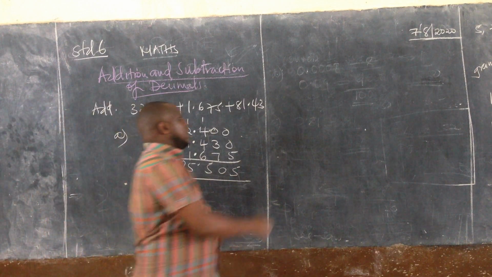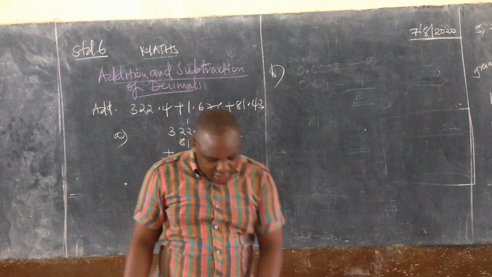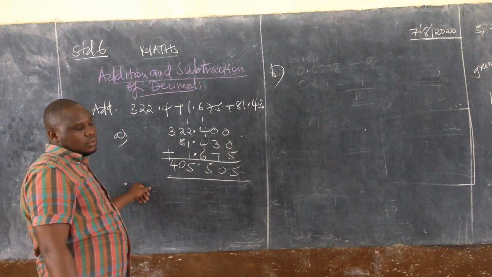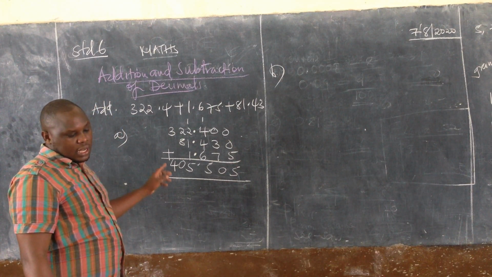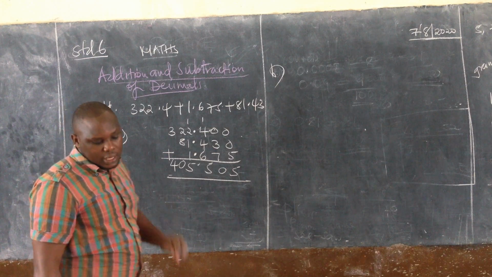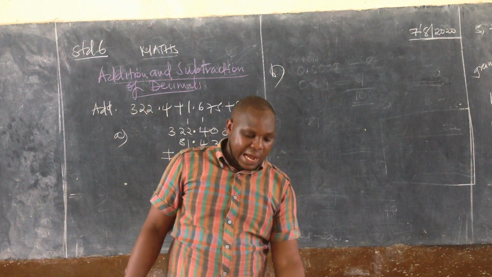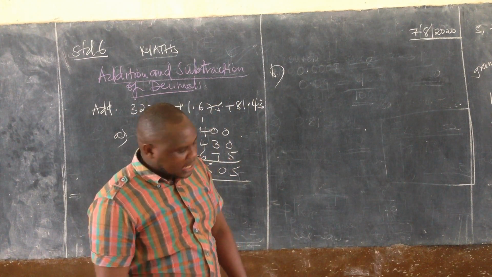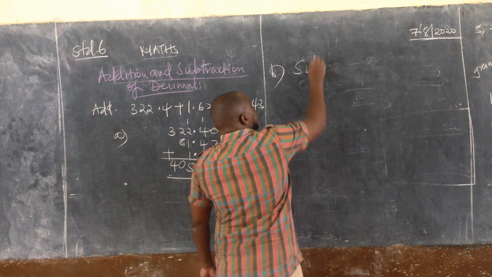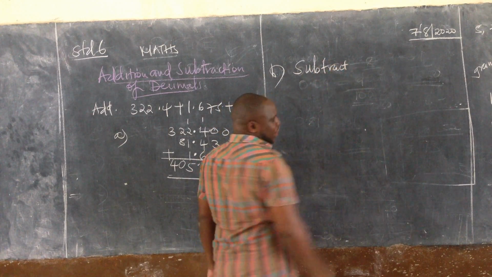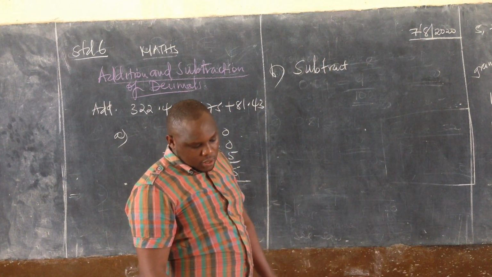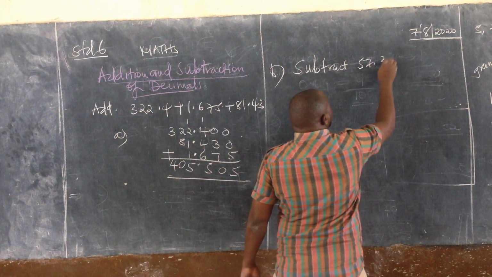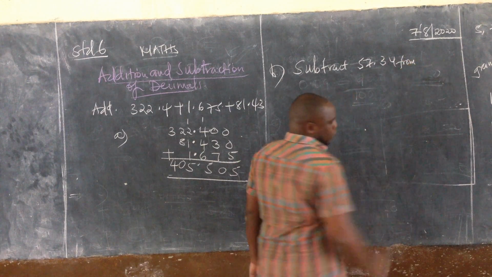Let's carry out another example, Lana. Here in this case I've just said you align the decimal place or the digits according to their place value. Then add all the numbers, and the next one: subtract. In this case, subtract 57.34 from 978.625.